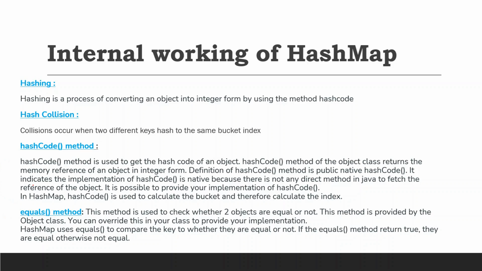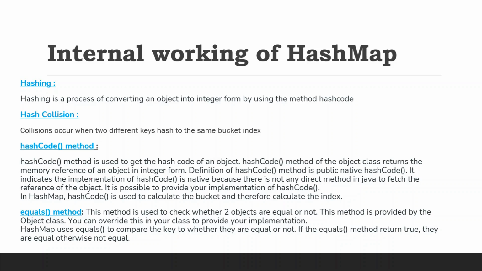Basically HashMap internally uses some algorithm to generate the hash code. The return type will be int. The hashCode method is used to get the hash code of the object. The hashCode method of the Object class returns the memory reference of an object in integer form. So actually hash code is a memory reference. The definition of the hashCode method is public native int hashCode, and this is available in the Java language Object class.